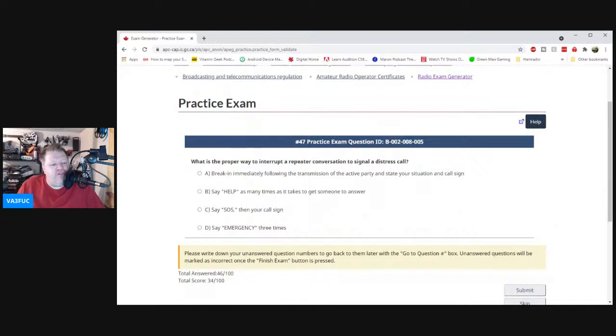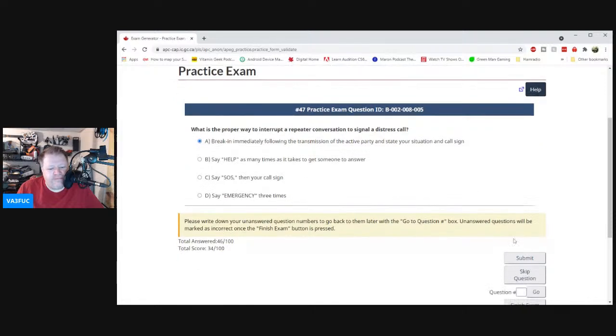What is the proper way to interrupt a repeater conversation to signal a distress call? Break in immediately following transmission of the active party. State your situation and call sign. Say help as many times as it takes for someone to answer. Say SOS, then your call sign. Say emergency 3 times. Well, you're trying to break in on their communication. So as soon as you hear a break, you pop in, you state your name, call sign, situation. It's going to be A.